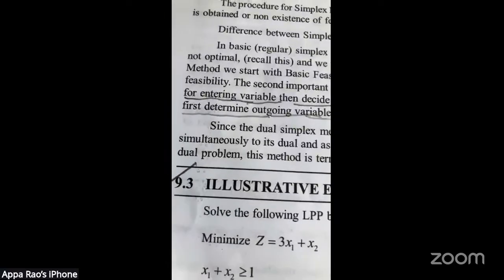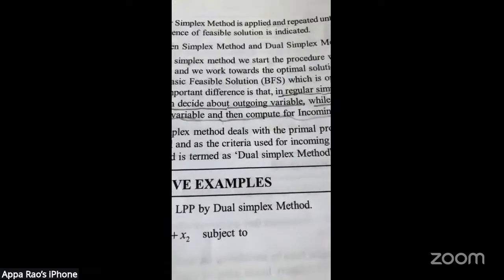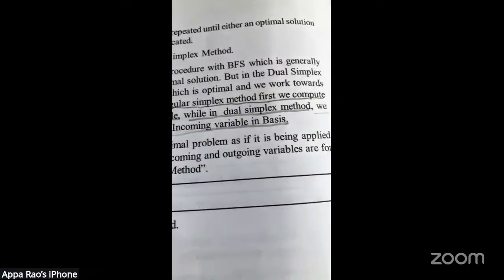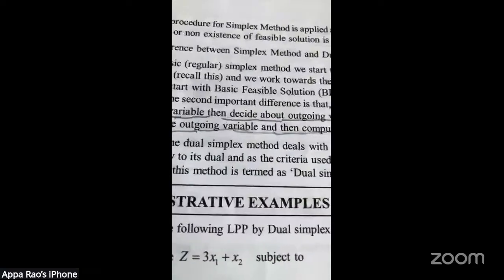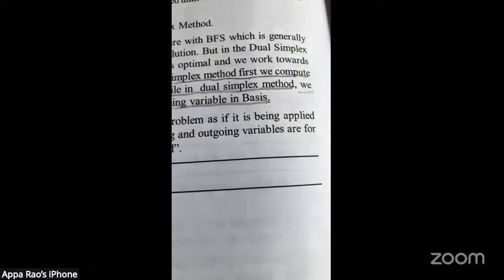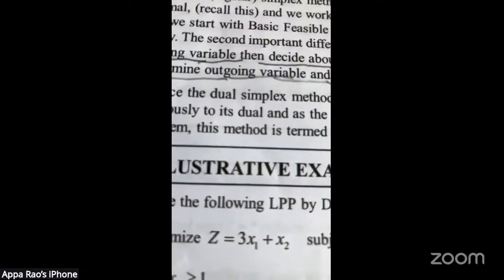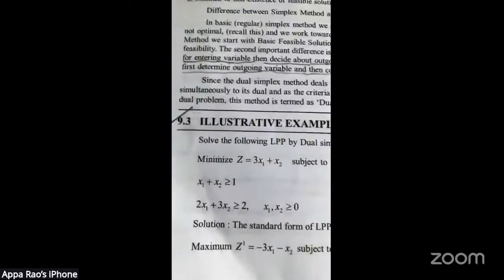Since the dual simplex method deals with the primal problem as if it is being applied simultaneously to its dual, and as the criteria used for incoming and outgoing variables are for the dual problem, this method is termed as the dual simplex method. This is known as the dual simplex method, most important for 20 marks theory question.